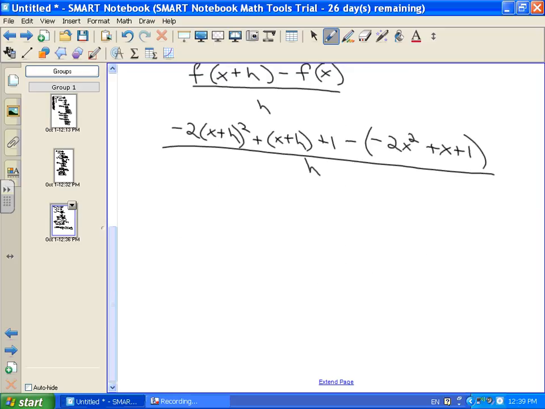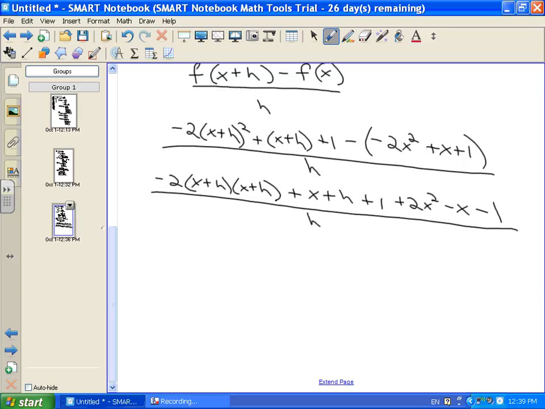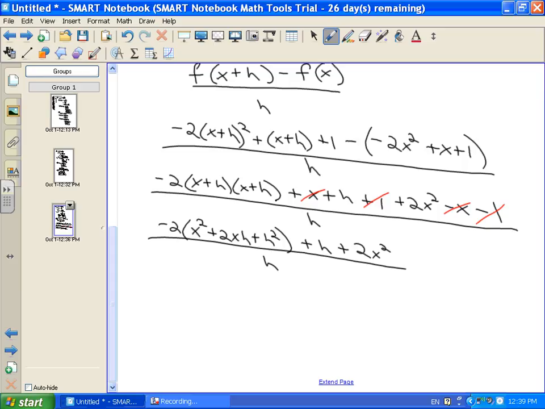All right, and then we FOIL and distribute as best we can. Find like terms. So I have negative 2 times x plus h times x plus h plus an x plus h plus 1 plus 2x squared minus x minus 1 all over h. I already got some canceling because this x and that x goes. This 1 and that -1 goes. Still have to FOIL over here. So I'm going to get x squared plus 2xh plus h squared. I still have a plus h out there, and I still have a plus 2x squared out there, all over h. The last thing to do is distribute this -2 through.